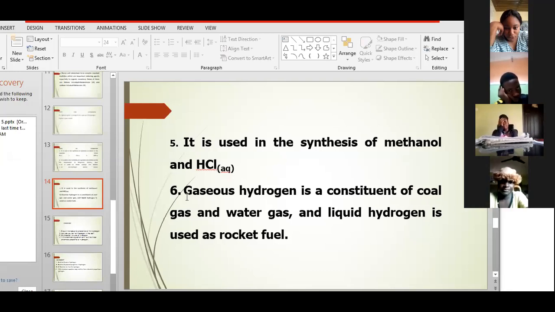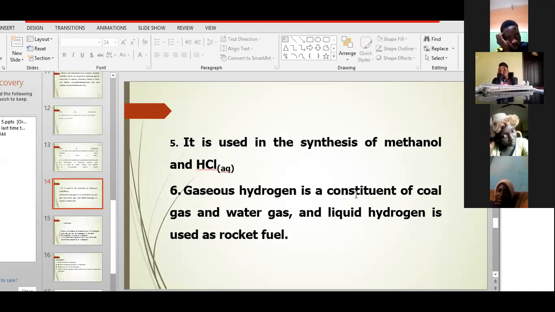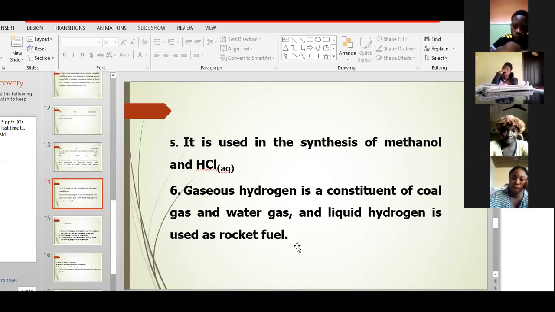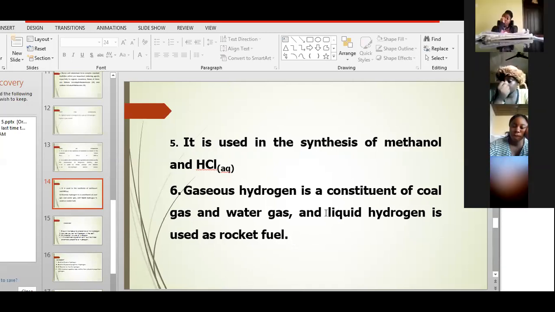Now, number 6, gaseous hydrogen is a constituent of coal gas and water gas. And liquid hydrogen is used as a rocket fuel. Remember, in WAEC, if they ask students to mention maybe 1 or 2 uses of hydrogen, some students just mention one of the uses like this: hydrogen is used as a rocket fuel.